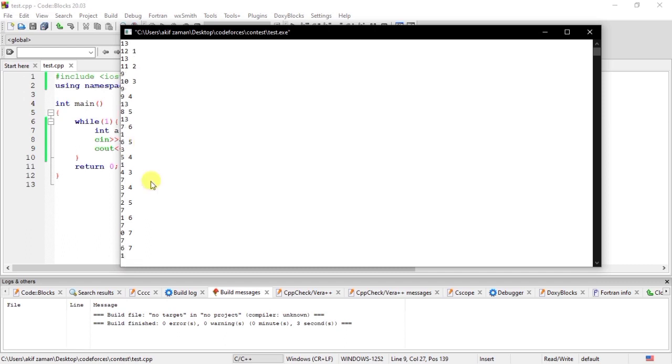6 and 7 gives us 1, and then 5 and 8 gives us 13, and then 4 and 9 gives us 13, and 3 and 10 gives us 9, 2 and 11 gives us 9, and 1 and 12 is 13. Okay, and 0 and 13 gives us this.